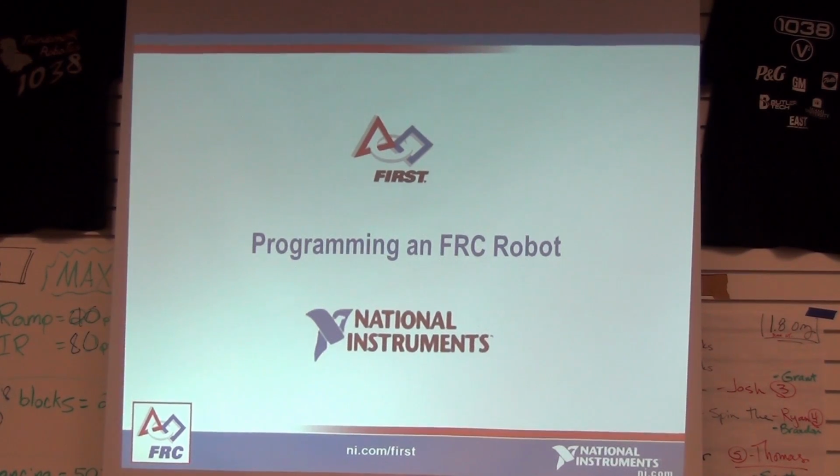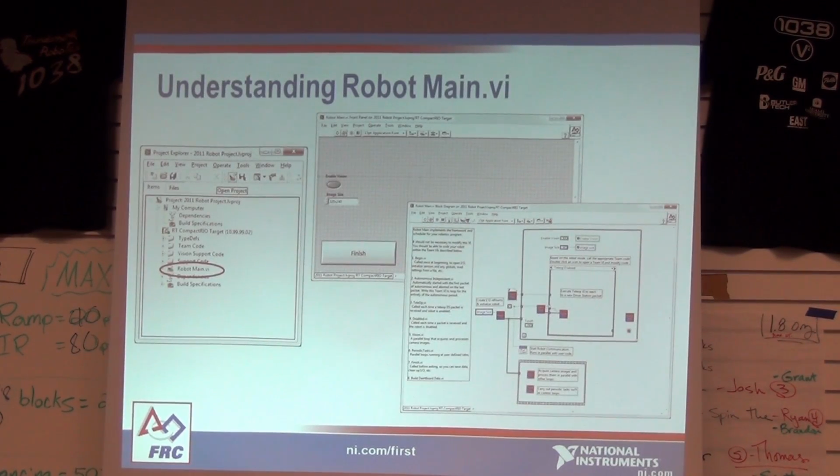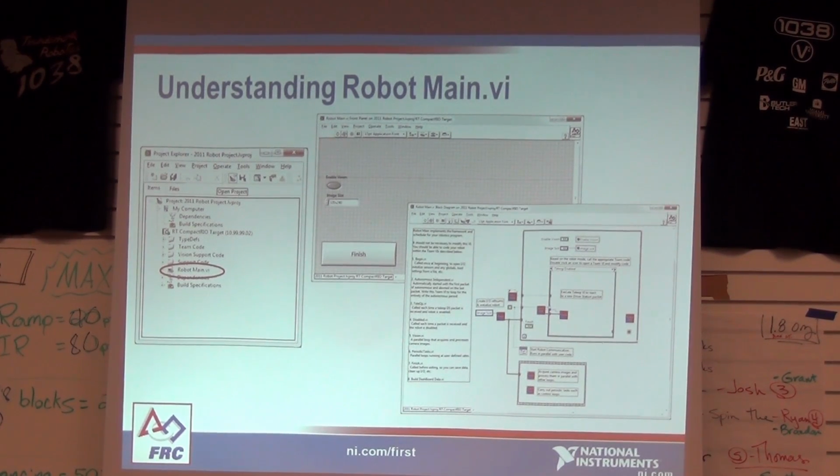This is the section for programming an FRC robot. In the robot, and I don't want to keep switching the VGA cable, so I'm going to go off of this now. So, understanding Robot Main. This is what I was showing you earlier, again, how this is forcing data flow.